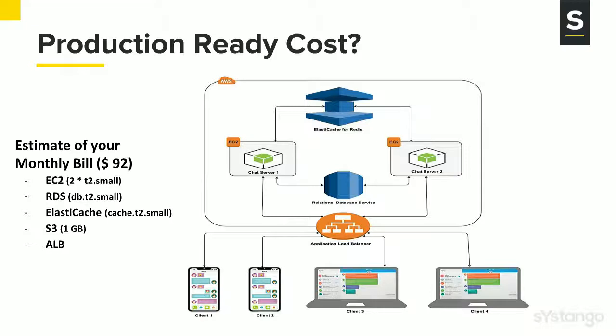Talking about production ready, we have to bear some extra cost. The previous architecture would support small clients, or say a user base of 100 to 1000 users. In this production ready setup, we have used an application load balancer, two T2 small EC2 instances, RDS DB T2 small, Elastic Cache T2 small, S3 of 1 GB storage. So this will cost around $92 per month.